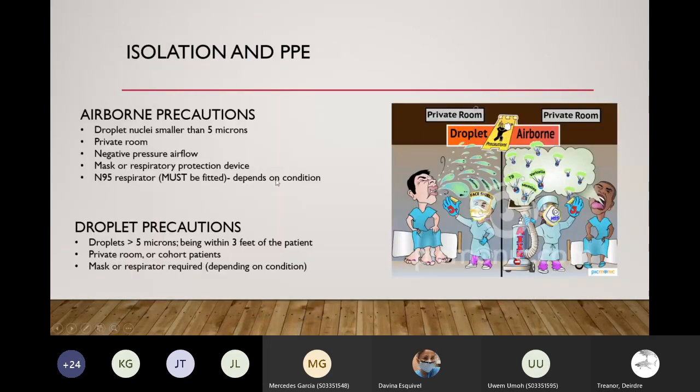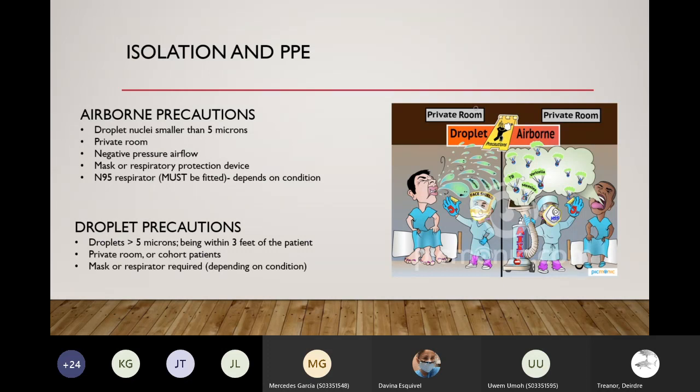Okay. Isolation and PPE. So we have different types of isolations. You have airborne precautions. That's droplet nuclei smaller than 5 microns. They need a private room. It needs to be negative pressure. You must wear a mask or a respiratory protection device.